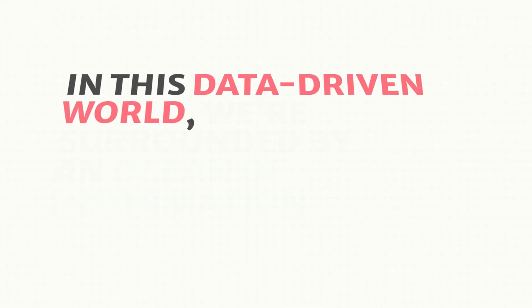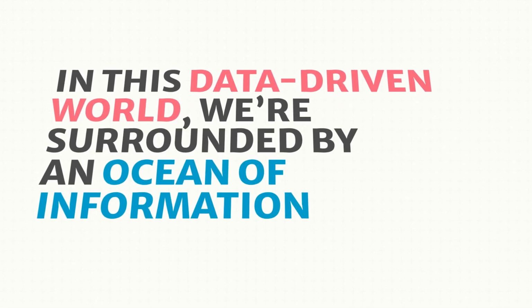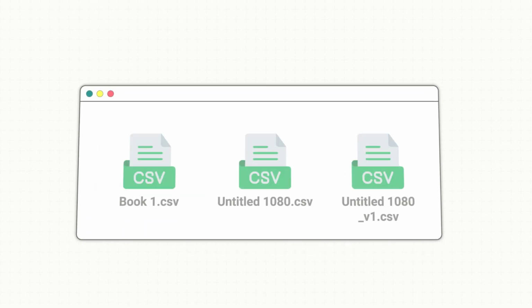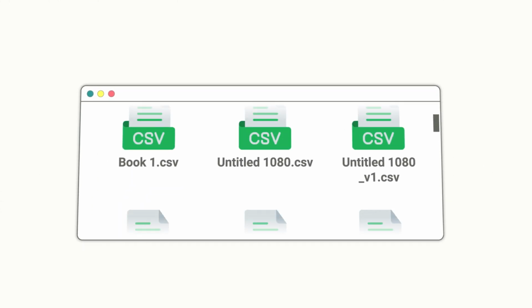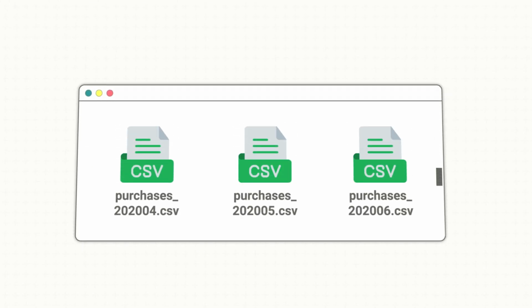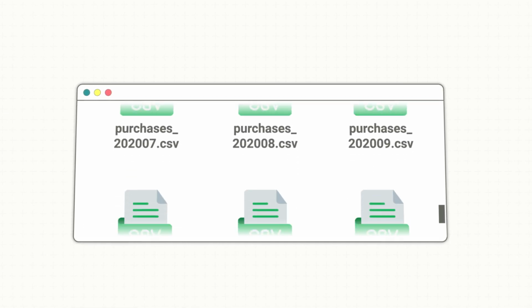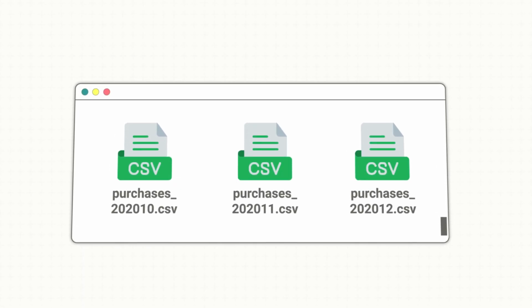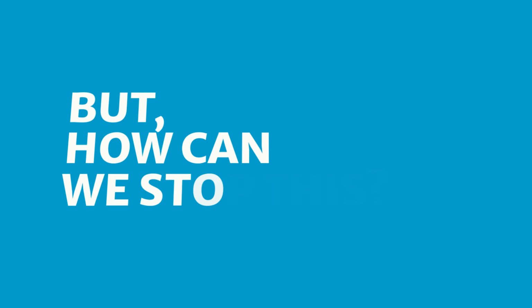In this data-driven world, we're surrounded by an ocean of information. But amidst the abundance, we can find ourselves lost, navigating the labyrinth of data without a clear direction. It's like chasing after wild geese, searching for meaning in the chaos. But how can we stop this?